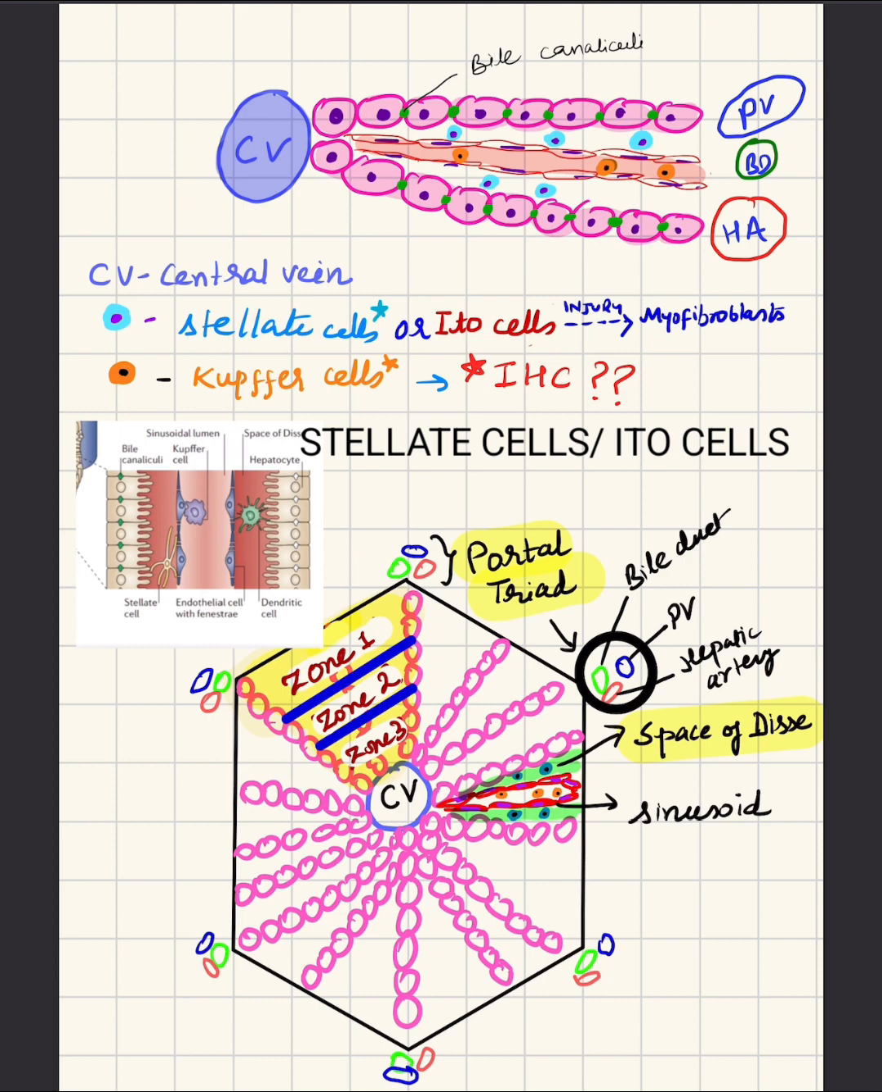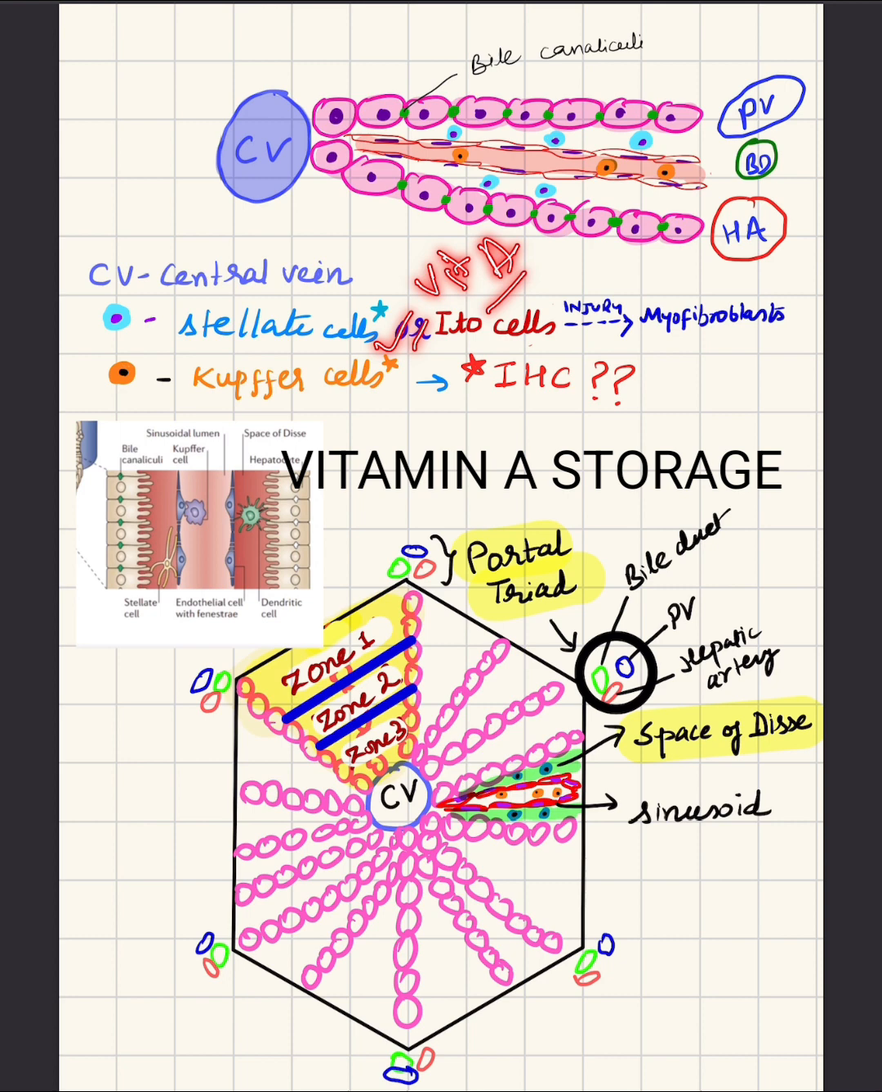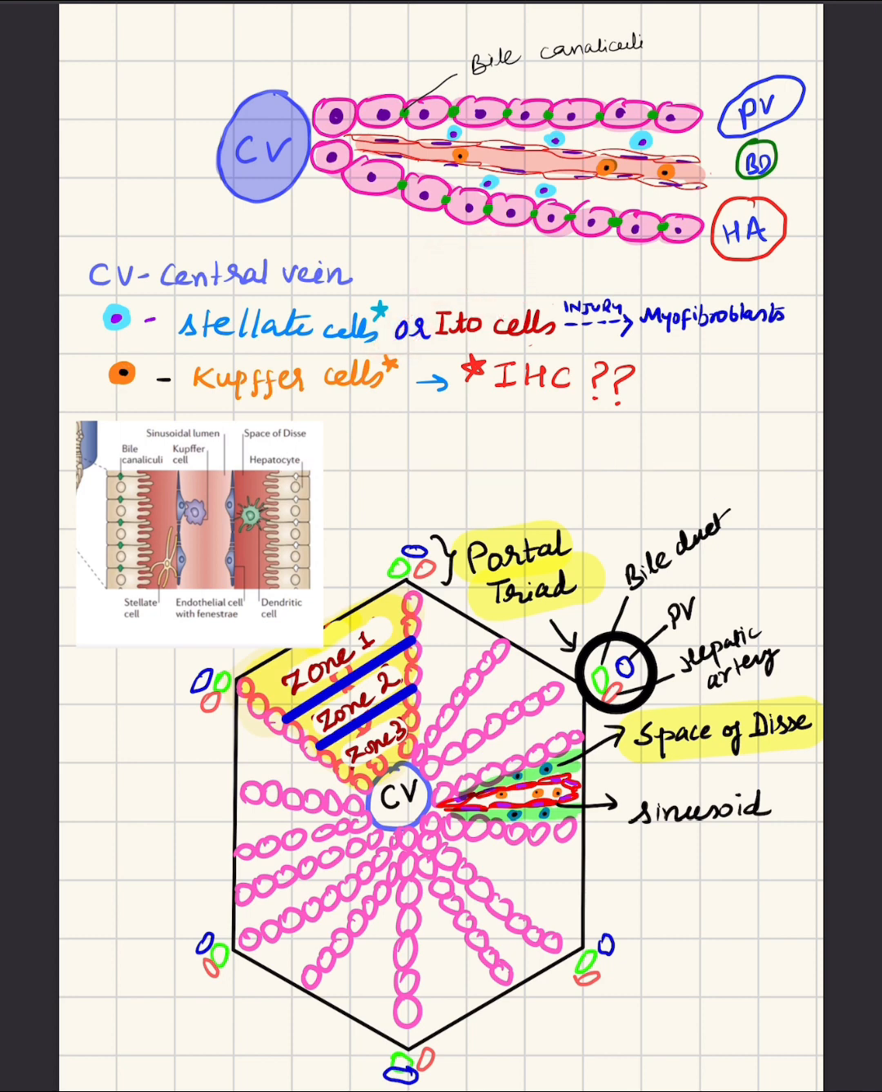The importance of these cells is that whenever the liver gets some injury, these cells convert into myofibroblasts and then become fibrogenic. It means they lay down fibrous tissue or collagen. This again we will study later when we read about cirrhosis. So you should know these cells, their location in the space of Disse, and their function. Another function of these Ito cells is the storage of vitamin A. That is again important for the MCQs.